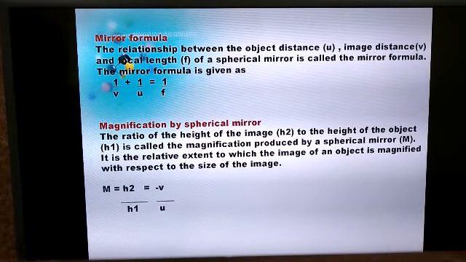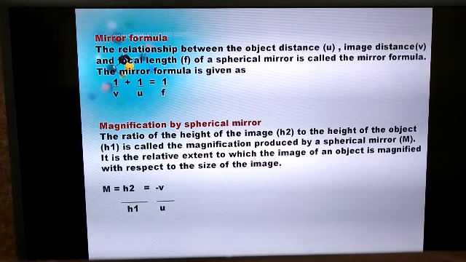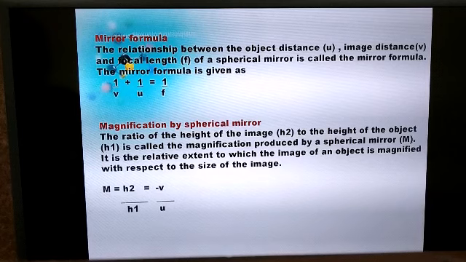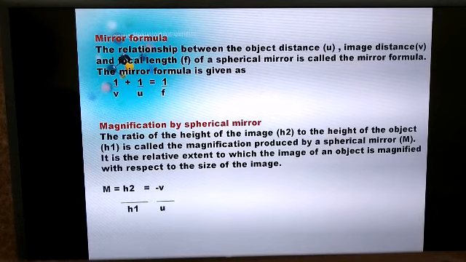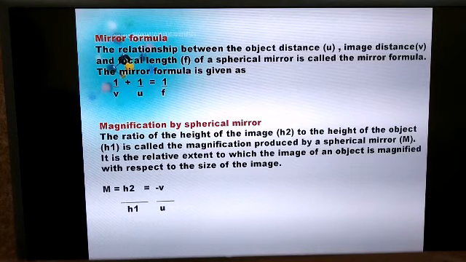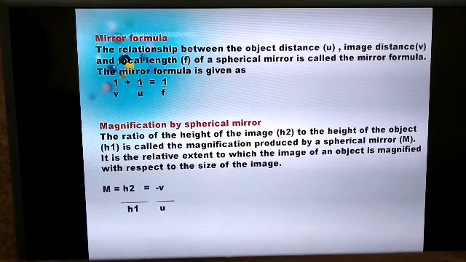If height of image is greater than height of the object, then obviously the image will be enlarged. If height of image is less than the height of the object, then the image will be diminished. And if the height of the image is equal to the height of the object, then the image formed is of the same size as that of the object.